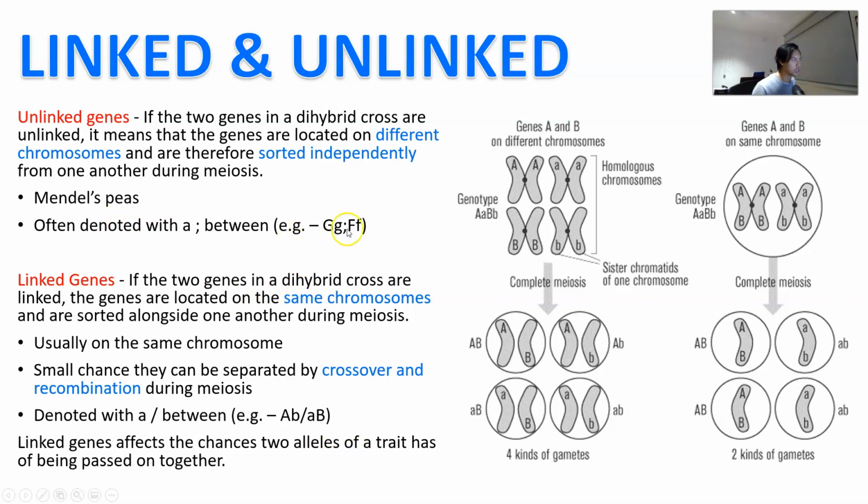So with unlinked genes, you denote them with a semicolon here, right? And then with linked genes, you denote them with a slash, right? And so if you see this little indication, most likely they were referring to unlinked genes that are going to be sorted independently, and you don't have to worry about the ratios and the numbers of offspring. However, if you see a slash between the two, it's most likely going to be linked, and you will need to pay attention to the number of offspring and the ratios there, okay?